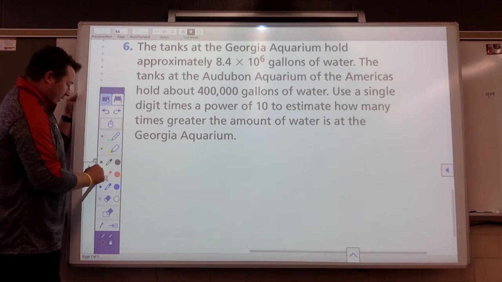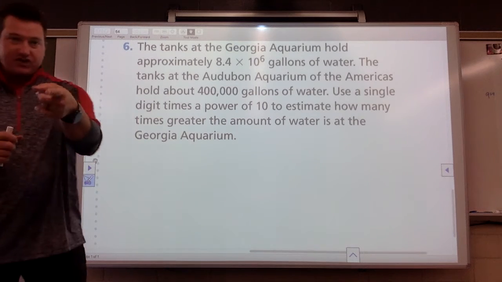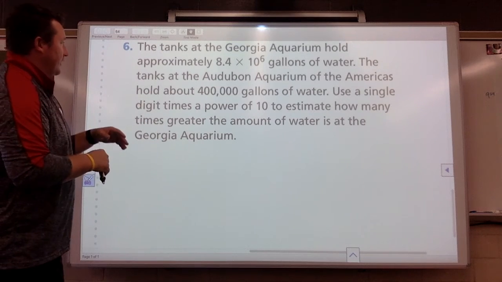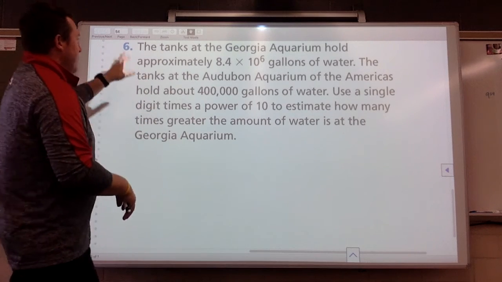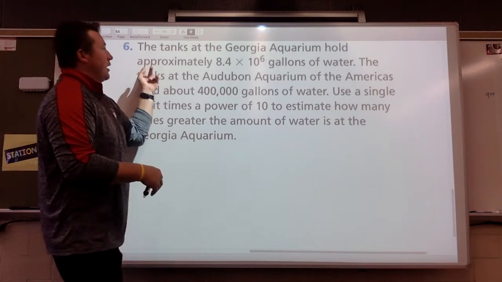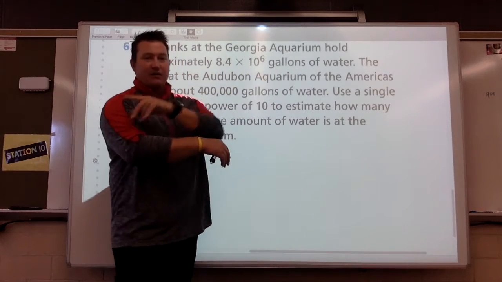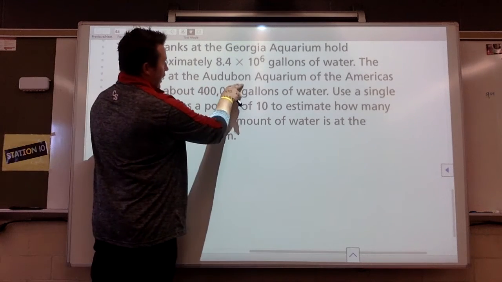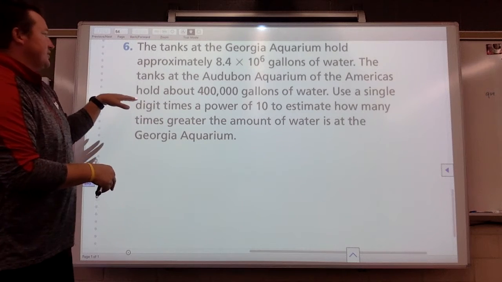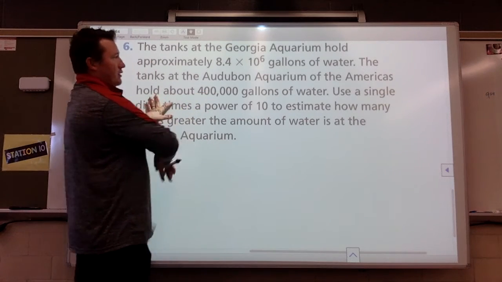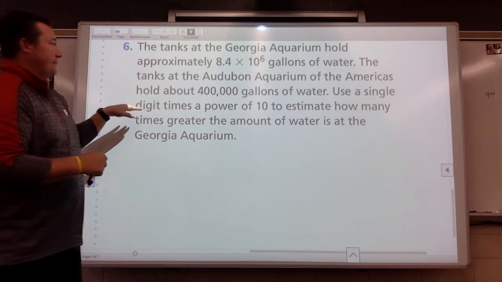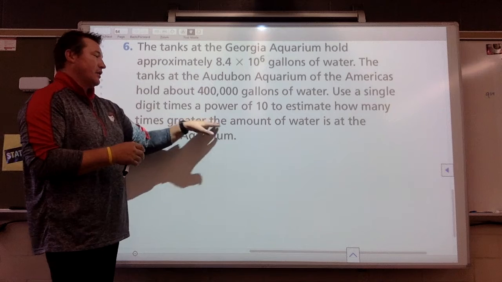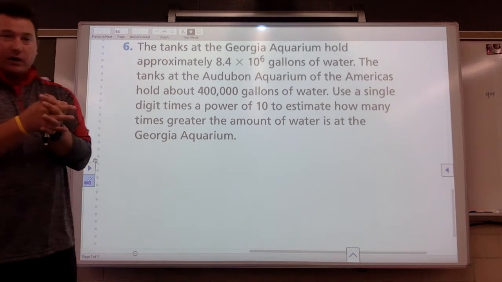Talking about the Georgia Aquarium, also known as the Peach State. That's right. Georgia peaches. They send them all throughout the United States. They're super good. Anyway, the Georgia Aquarium holds approximately that many gallons of water. Again, approximately means about. The tanks at the Audubon Aquarium of the Americas have about this many gallons of water. Okay. Use a single digit times the power of 10 to estimate how many times greater the amount of water is at the Georgia Aquarium.